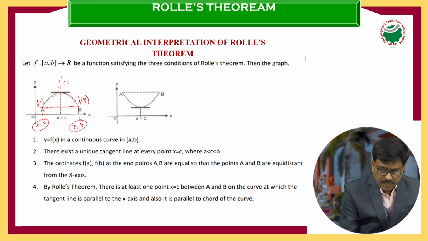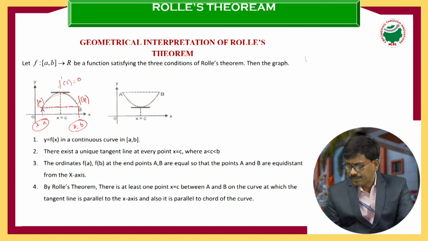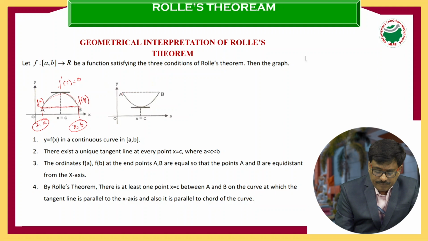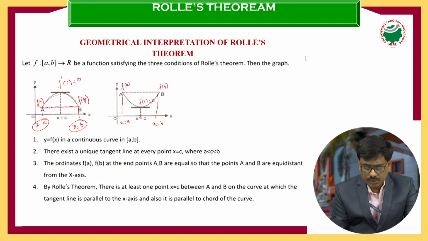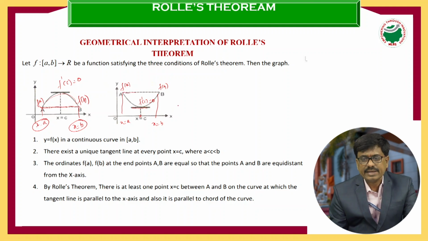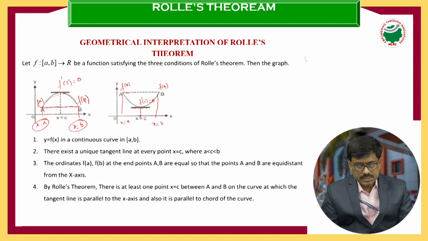f dash of C equals how much? 0. f dash of C equals 0. Let us take the open upward curve. In this case, f of A is at x equal to A, and x equal to B. The values f of A and f of B are equal. When we take the point C in between A and B, f dash of C exists. f dash of C equals how much? 0. When we draw a tangent to this curve, the tangent is parallel to the chord as well as parallel to the x-axis. This is the geometrical representation of Rolle's theorem.